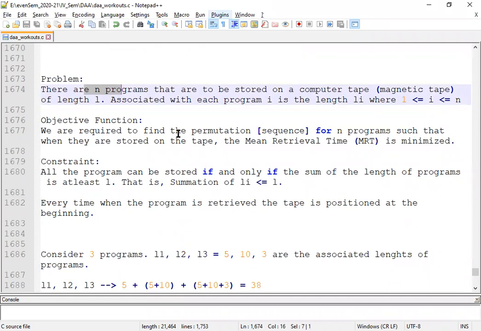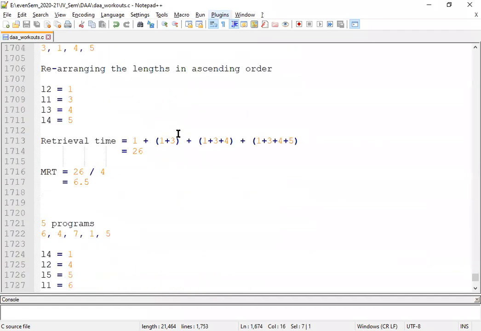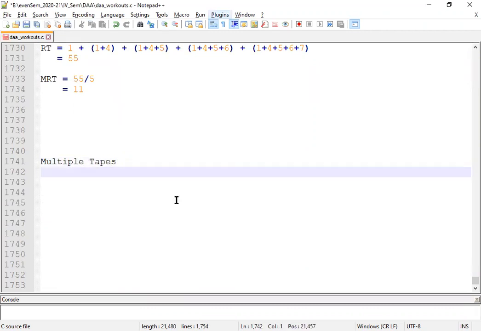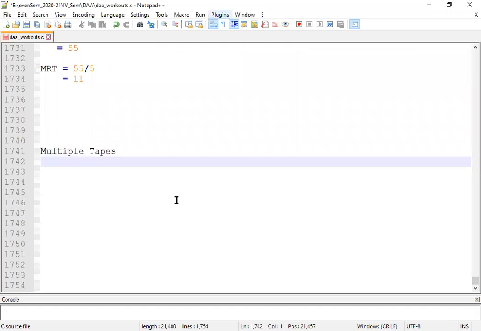So there can be another type of problem where we have multiple tapes. If there are multiple tapes and n number of programs, then how are we going to store those programs on the multiple tapes such that the mean retrieval time is minimized? Let us try to understand that concept with a simple example here.